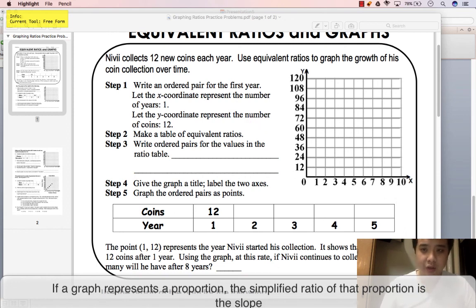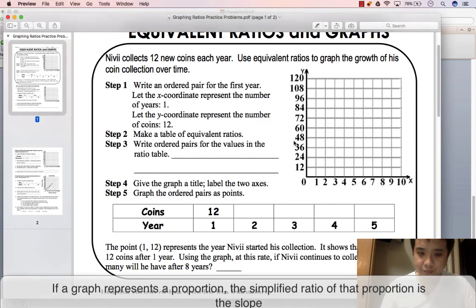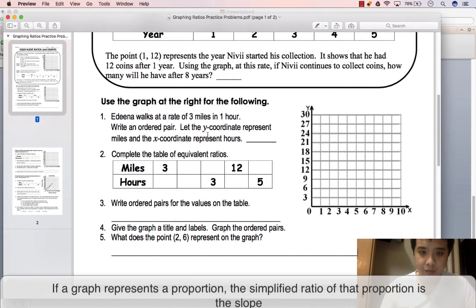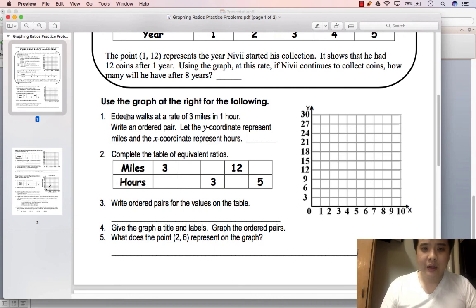If we were to take a look at the next one, Edna walks at a rate of 3 miles in 1 hour. Write an ordered pair. Let the y coordinate represent miles and the x coordinate represent hours. This slope is going to be 3 because hours is going to be our independent variable. Miles is going to be our dependent variable. We're going to go 1 to 3.